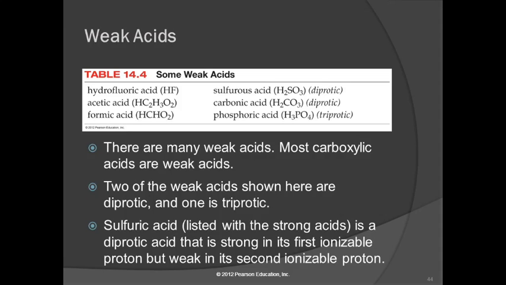Here are some common weak acids, but remember, any acid that's not on the strong acid list is a weak acid. Sulfurous acid is diprotic, as is carbonic acid. We can tell that by looking at the H. H2 is diprotic, H3 is triprotic. It has 3 protons that can ionize.